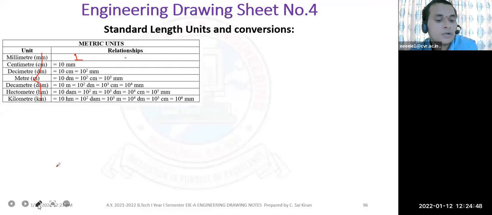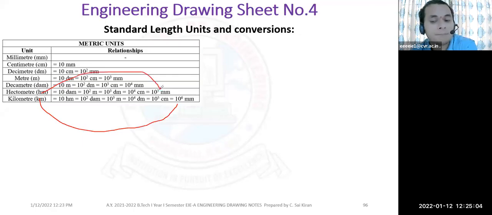So these are the things you have to understand before starting the problem. In the problem, they say that represent 10 kilometers and hectometers. So you have to know 1 kilometer equal to how many mm. 1 kilometer equal to 10 to the power of 6 mm, and 1 hectometer equal to 10 to the power of 5 mm. These are the values you have to know before starting the problem. If you don't understand this, you don't understand the problem.